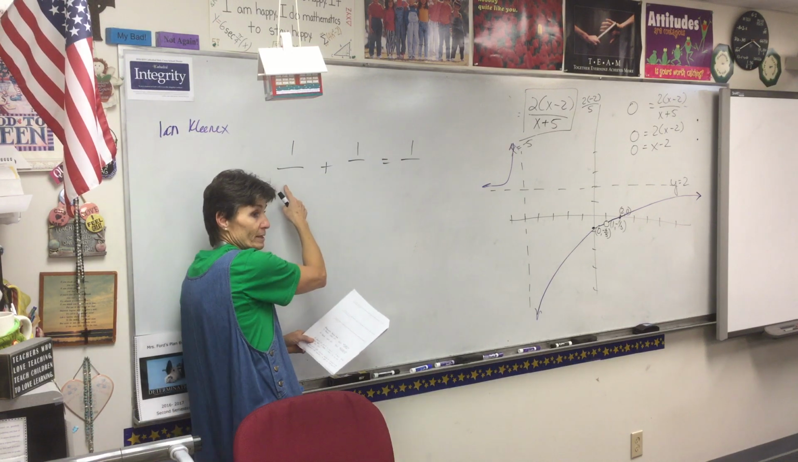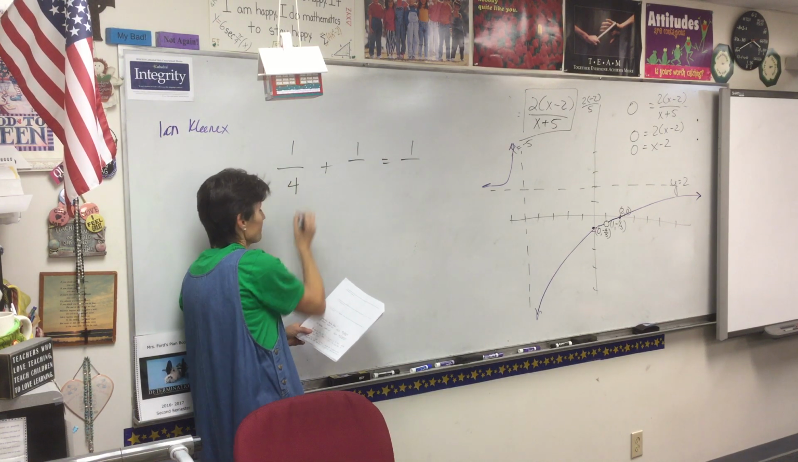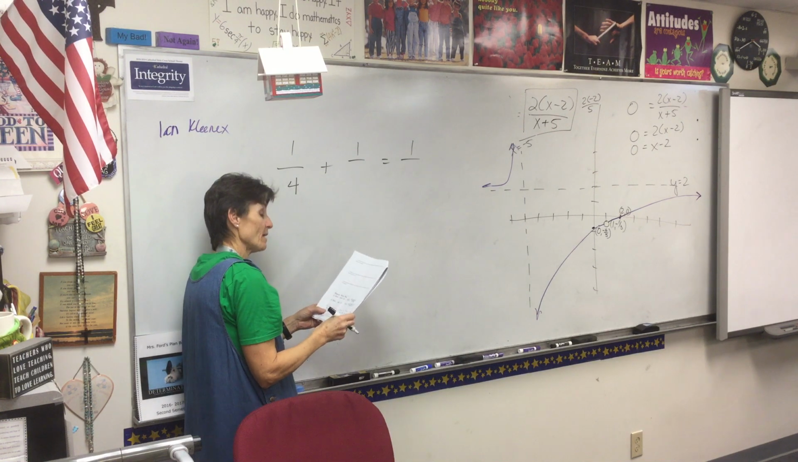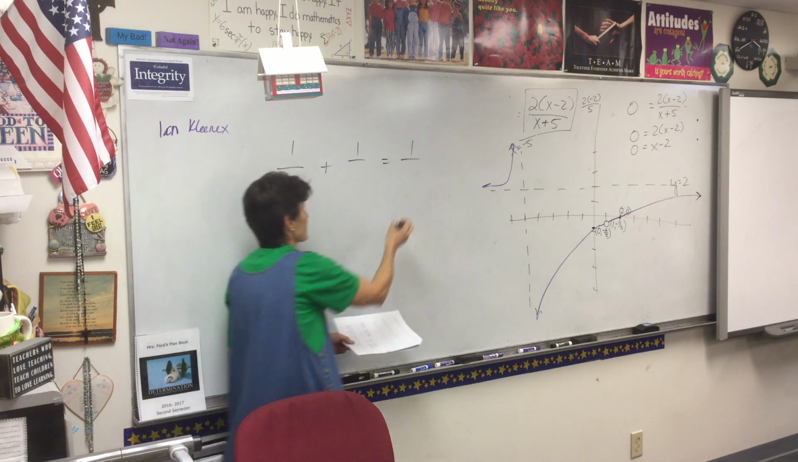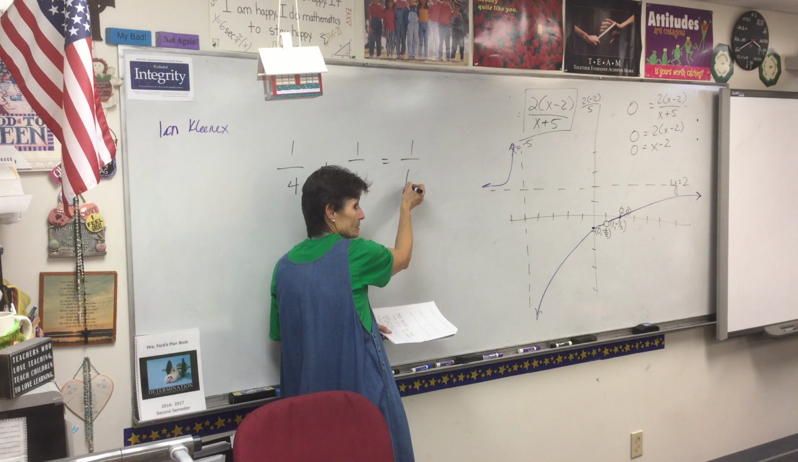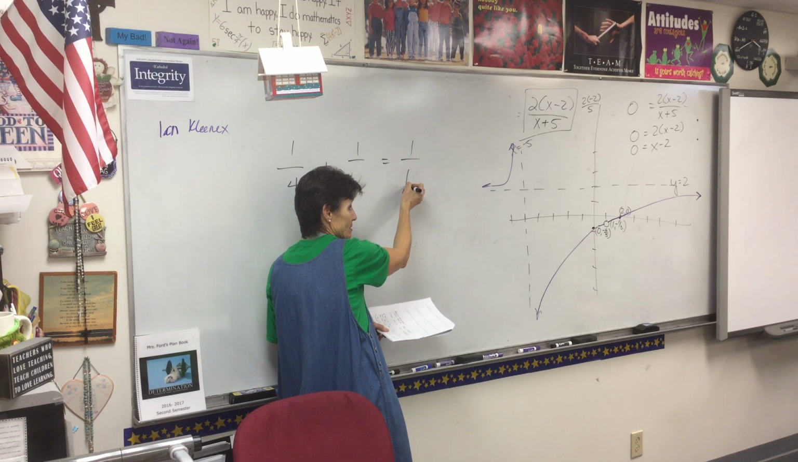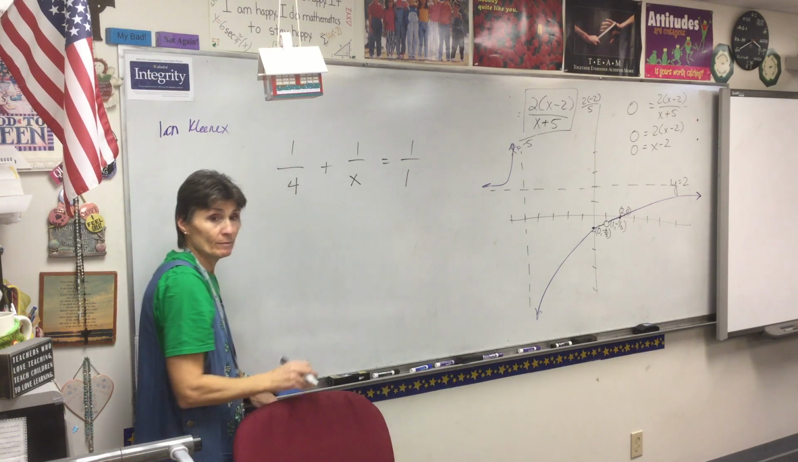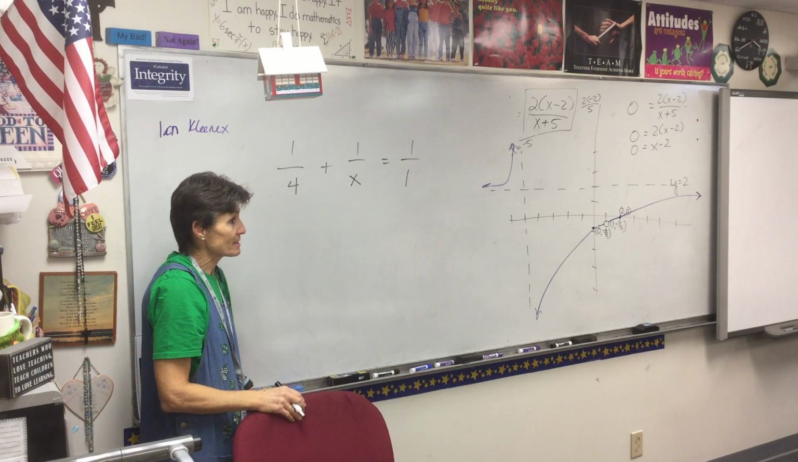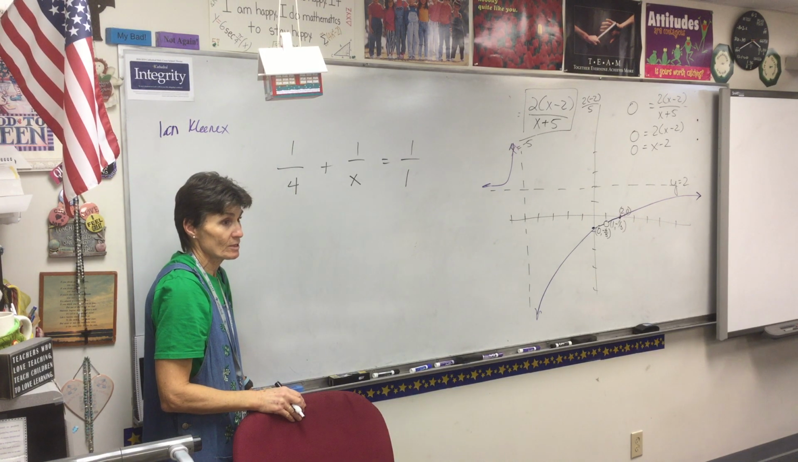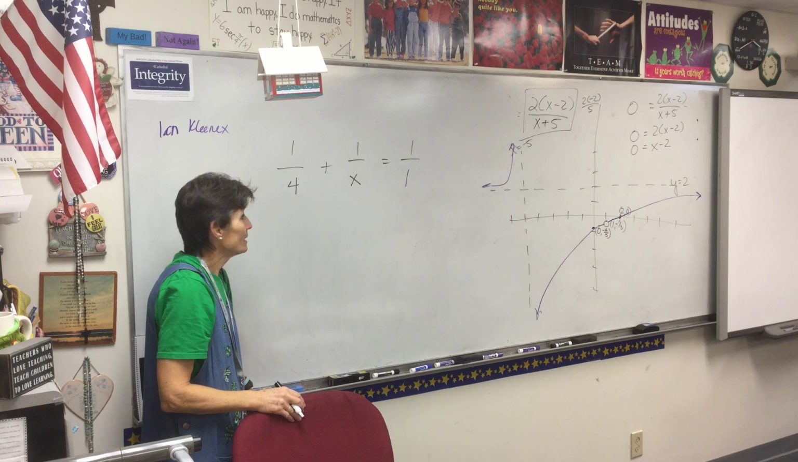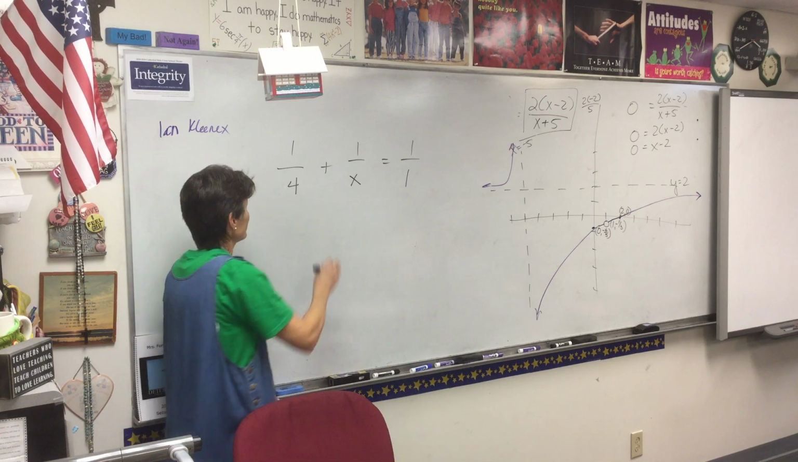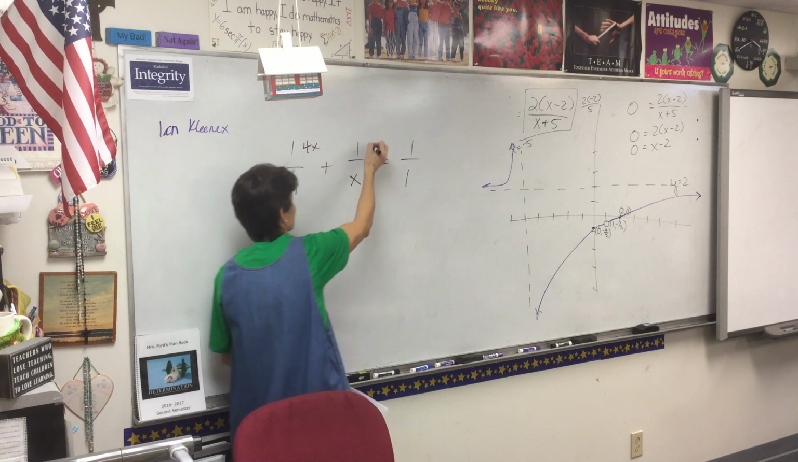Amelia can paint a room in 4 hours. With Aaron's help, it takes 1 hour together. How long does Aaron take alone? Does that make sense to you? It's the first day we've done these. Everybody's got that? So it looks like all we need to multiply by is a 4 and an x.